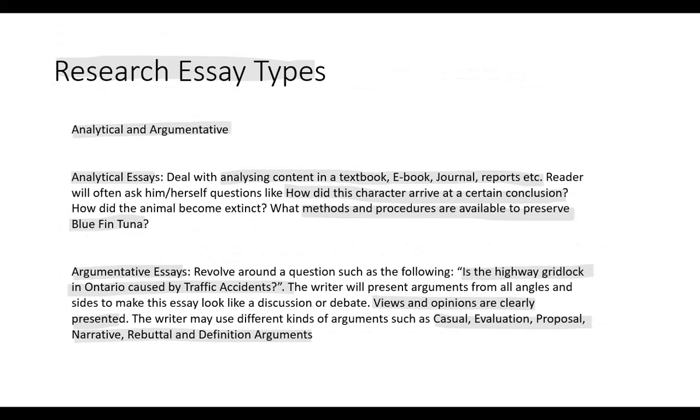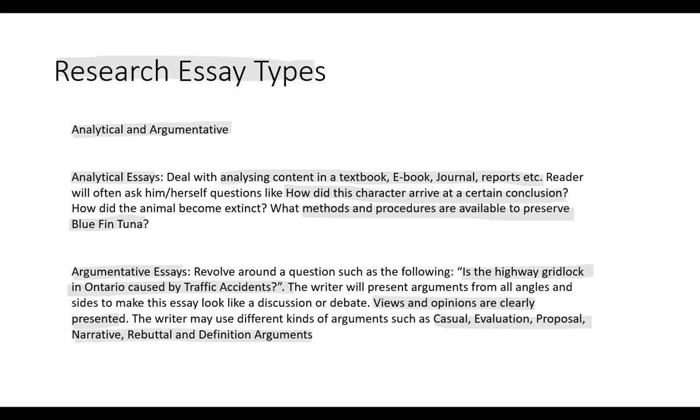You've got two kinds of research essays: analytical and argumentative. Analytical has to do with analyzing content, so you're talking about who, what, where, when, why. This could be in a textbook, an ebook, a journal, reports, and so forth. Questions like: how did this animal become extinct? What methods and procedures are available to preserve some kind of fish? That would be an example of your analytical essay.